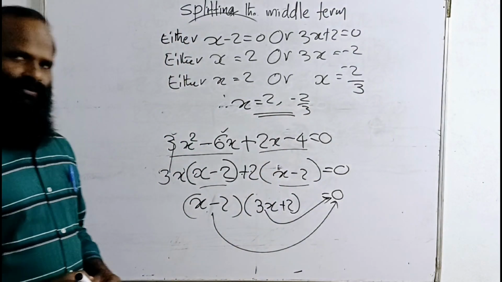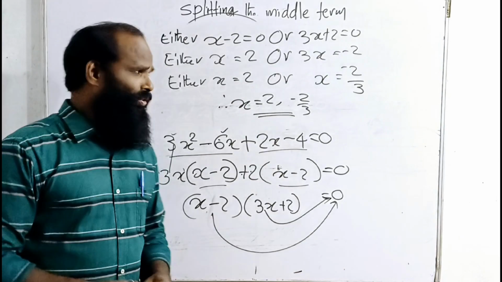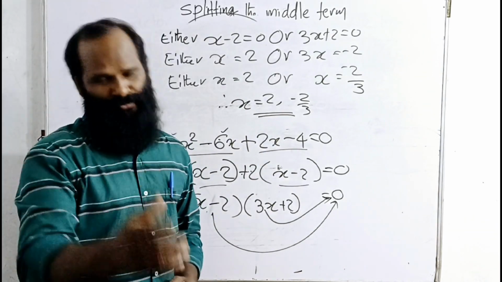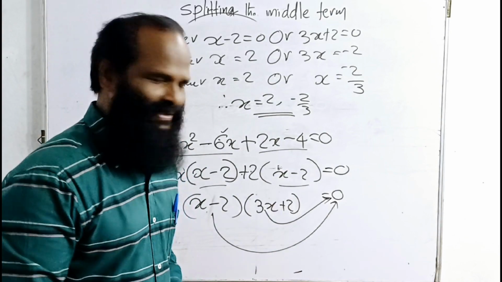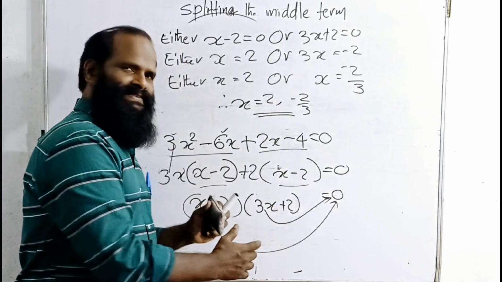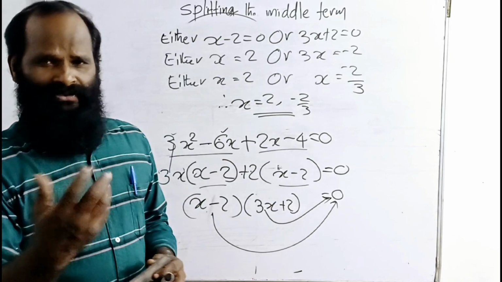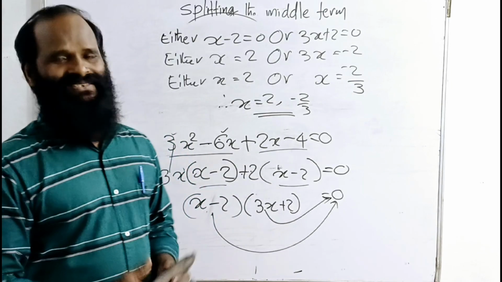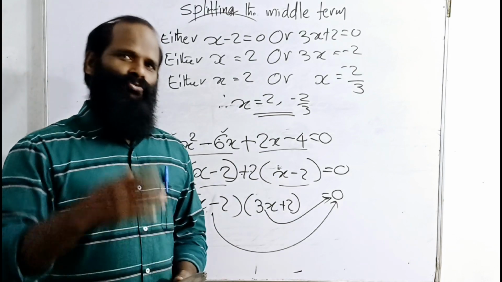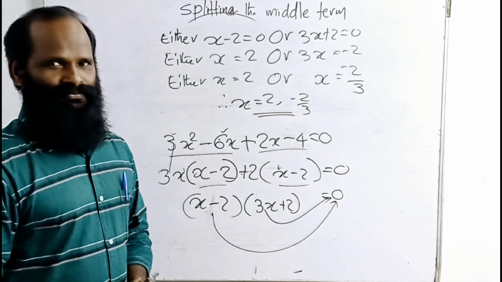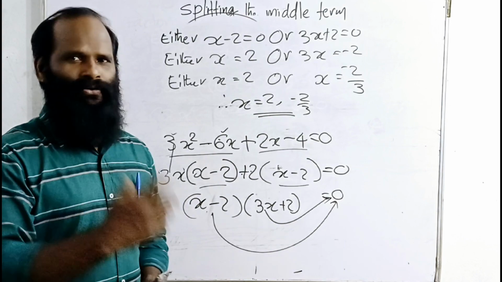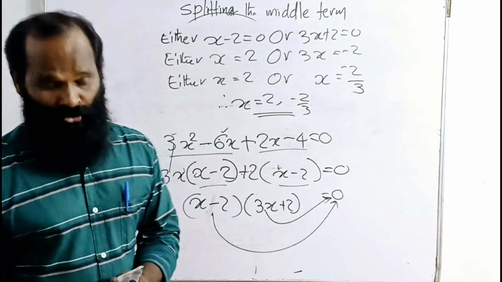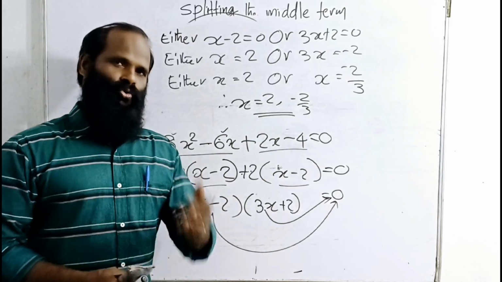Very simply we have factorized. Factorization of a quadratic equation by splitting the middle term is one of the easiest methods of solving a quadratic equation. Keep practicing this kind of questions. If possible, make some equations yourself and try to factorize them. In case you have any confusion or doubt, you can put your comments in the comment box so that I can solve that for you.